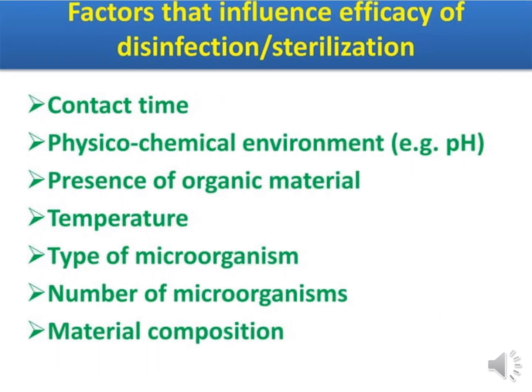And the factors influencing disinfection or sterilization are mainly the contact time, pH, the presence of organic material, the temperature, what type of organism is present in the environment, what is the load of the organisms, and the material composition. So these are the key factors you have to consider, and you have to study this, and only then choose the sterilization.